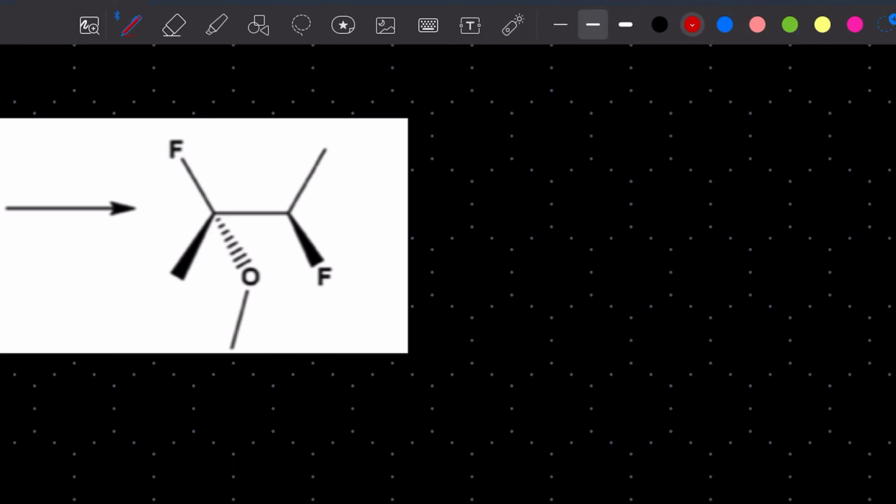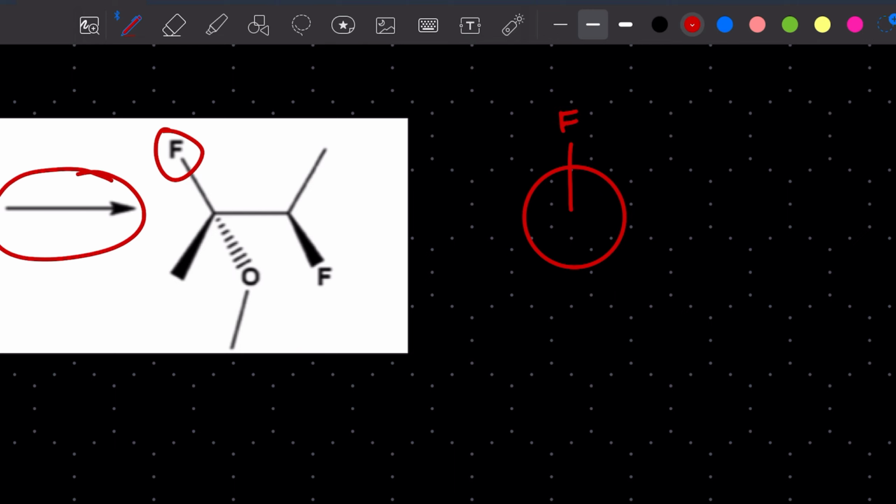So remember, first of all, you always want to be drawing your back carbon. There you go. And we can see directly up for our front carbon is going to be a fluorine. And we're looking at the angle with the arrow going to the right. So our wedges are going to be on the right and our dashes will be on the left this time. So our CH3, which is on a wedge, will be going to the right.